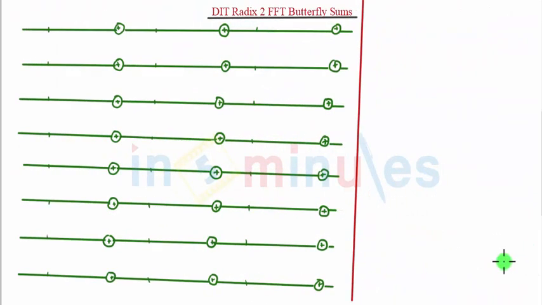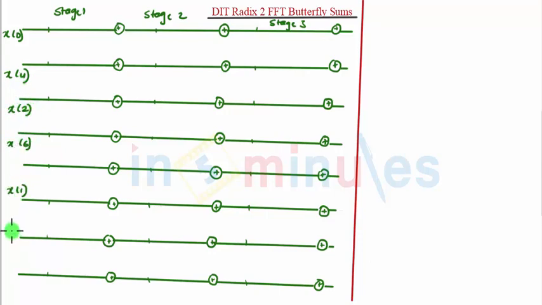Now basically this is the flow graph. This is stage 1, stage 2 and the final stage, that is stage 3. We will go stage by stage. Now let us focus on stage 1. On stage 1 the inputs are x of 0, x of 4. Remember that these inputs are in bit reverse order. So x of 2, x of 6, x of 1, x of 5, x of 3 and x of 7.